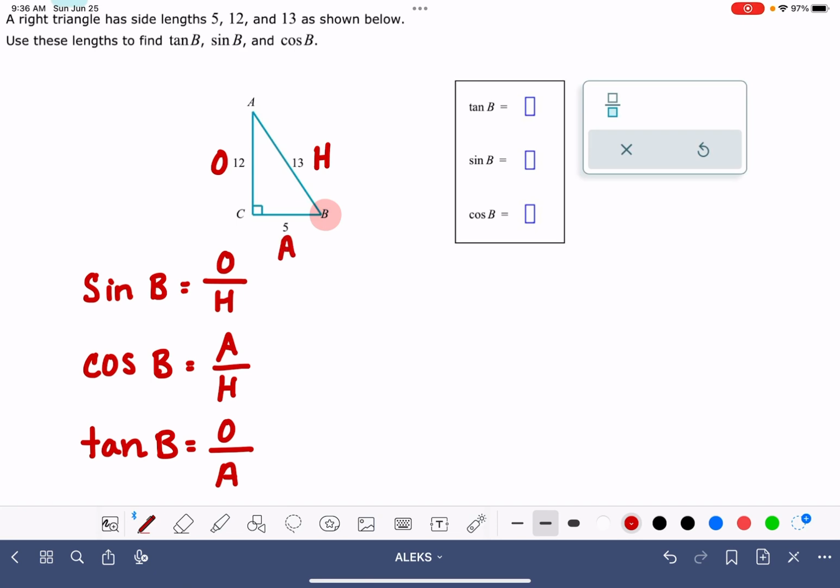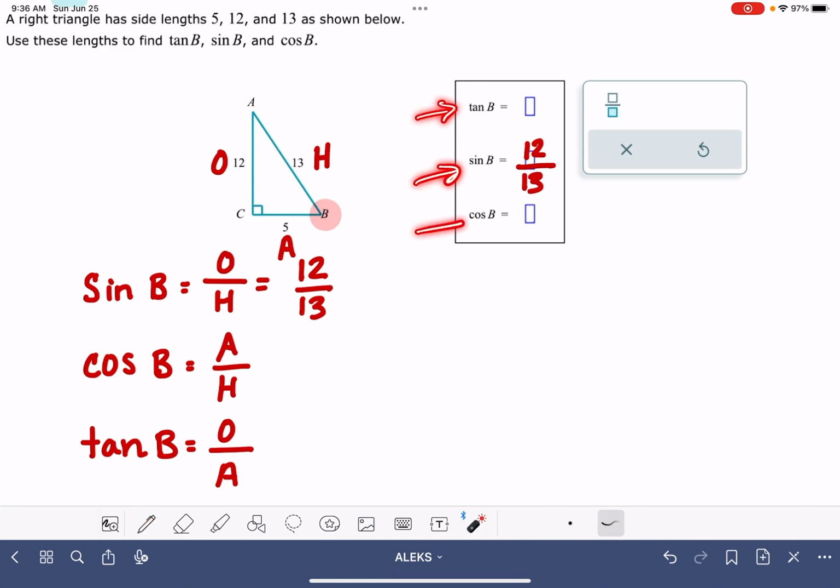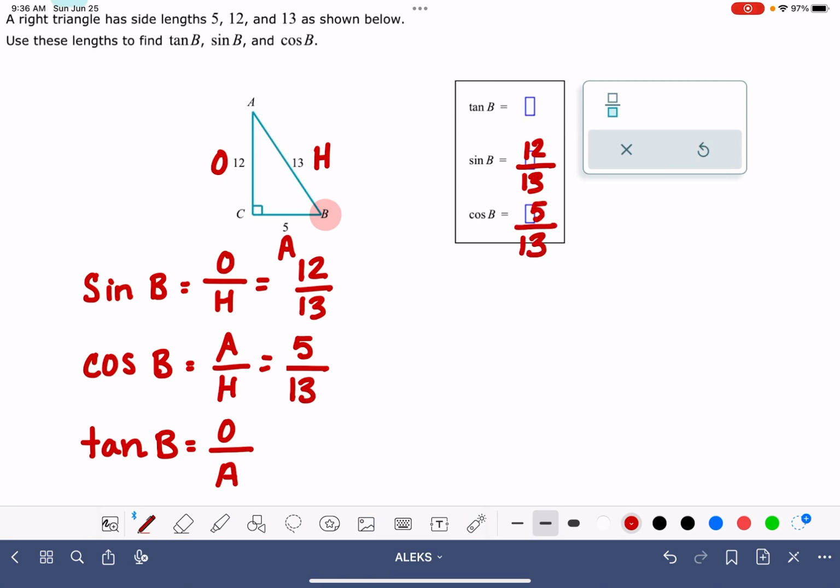And this is the one that we label the adjacent side. So for our sine of B, which is the opposite over the hypotenuse, that is 12 over 13. I'm just plugging in the values of those sides. Got to be a little bit careful over here in the answer box because ALEKS has rearranged sine, cosine, and tangent from the normal convention of labeling them or describing them. Cosine of B is going to be our adjacent side, which is 5 over the hypotenuse, which is 13. And the tangent is the opposite over the adjacent, which is 12 over 5.